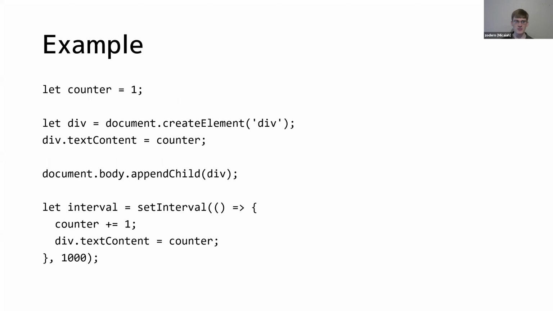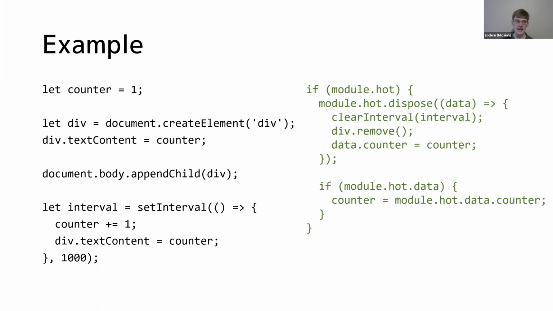So here's an example. This module has a counter, and we create a div in the body that shows the current counter value. And every second we increase the counter and update the div to have the new value. If this module was replaced as is, every time it was rerun, we would end up with an additional element in the body with its own counter and its own interval increasing it. That's not how the app should normally be run.